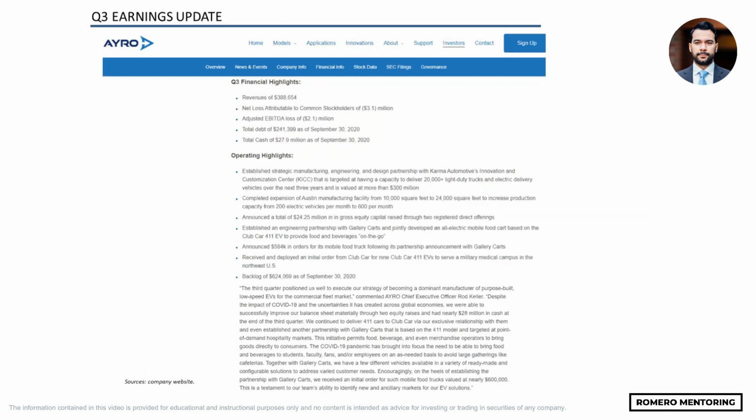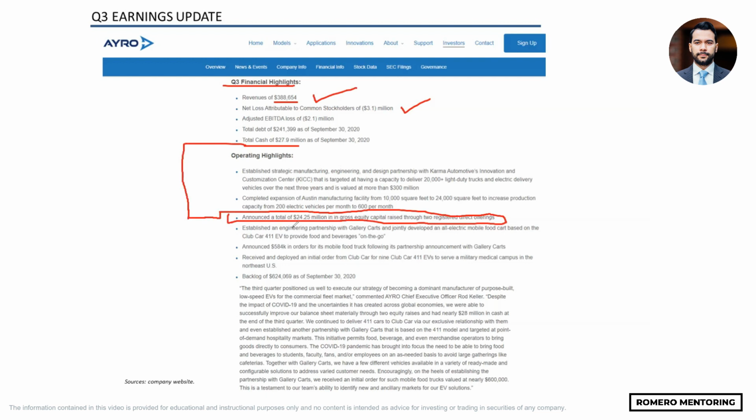Now, we also went and looked at the press release, right? Their most recent quarterly report, Q3 highlights: revenue, $388,000, up for the quarter. They generated a net loss. But here's what's important to understand. They finished the quarter with $27.9 million in cash, which is in part due to their $24.2 million gross equity raise, okay, which should be significant working capital to expand, pay their labor force, pay their rent, buy the supply, and again, allows them to manufacture their vehicle.